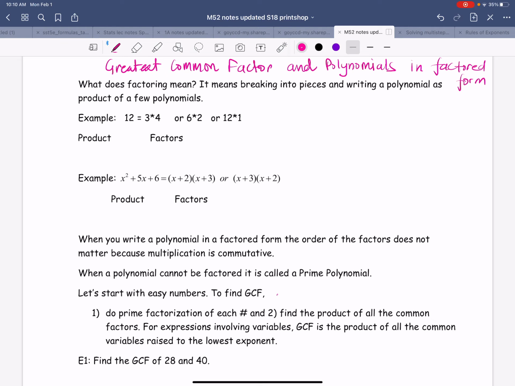Greatest common factor and polynomials in factored form. So what does factoring mean? Factoring means breaking something into pieces, breaking a polynomial into the pieces that were used whose product is that polynomial.